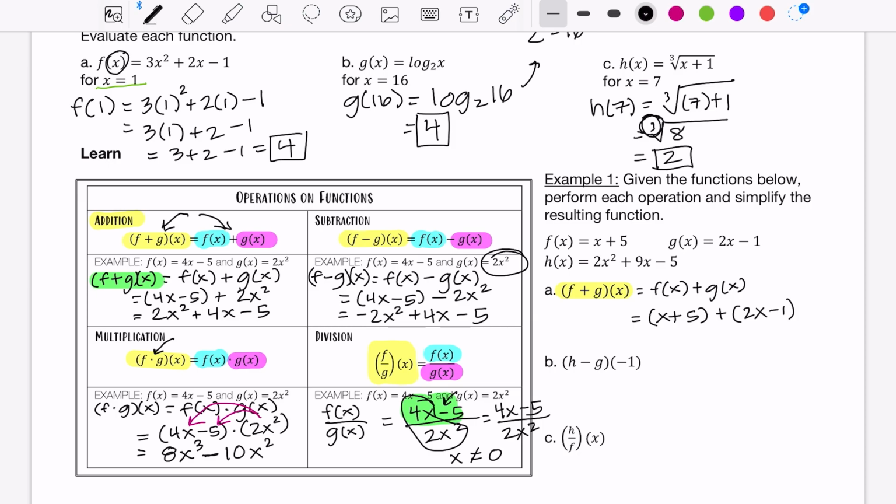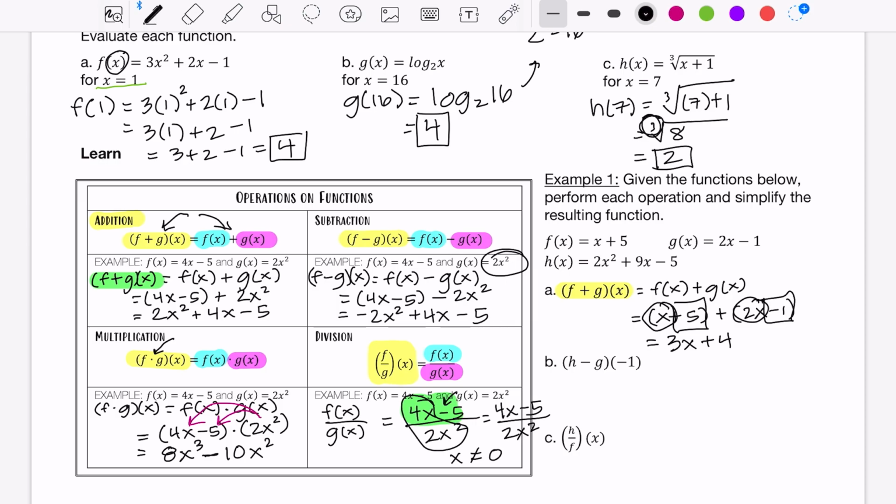Usually you don't need parentheses when you're adding, but it's always just a good idea. So then I have x and 2x makes 3x, and 5 and negative 1 makes 4. There's no excluded values because there's no denominator. Oh my goodness, look at this next one.